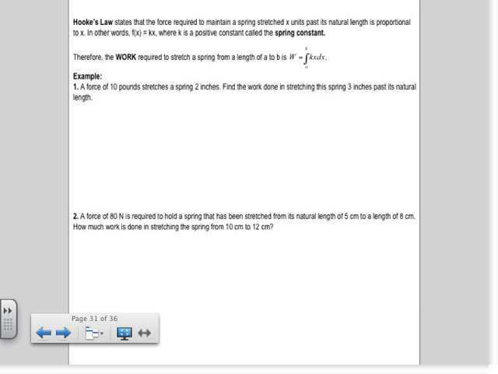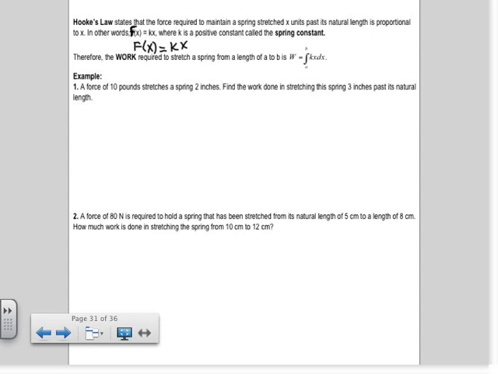Have you guys talked about directly proportional, inversely proportional? Have you heard those words? Nope. Yeah, this is directly proportional. This should be a capital F here. So capital F of x equals some constant k times x. That constant is kind of like the stretchiness of the spring. It just depends on that particular spring.